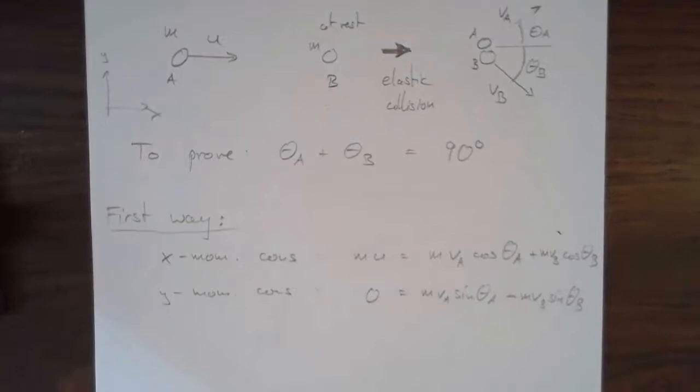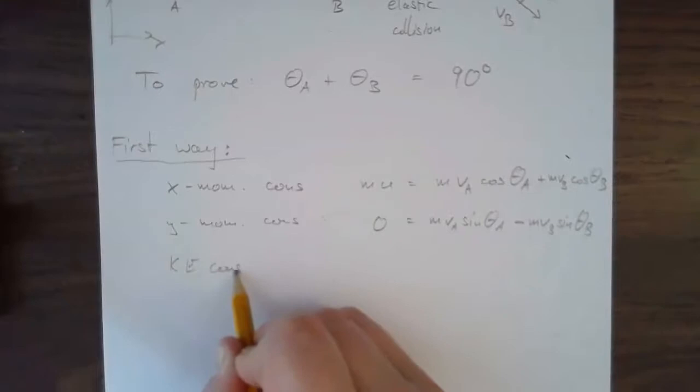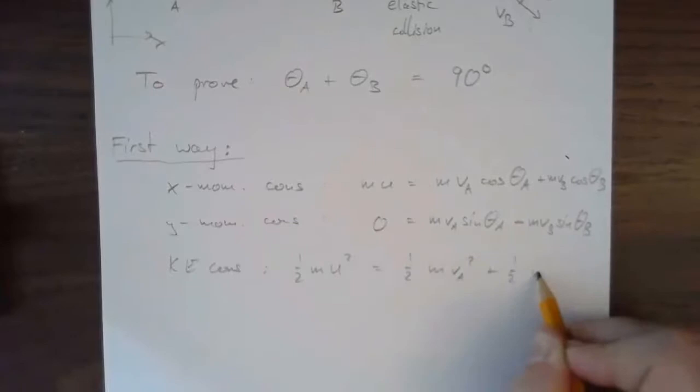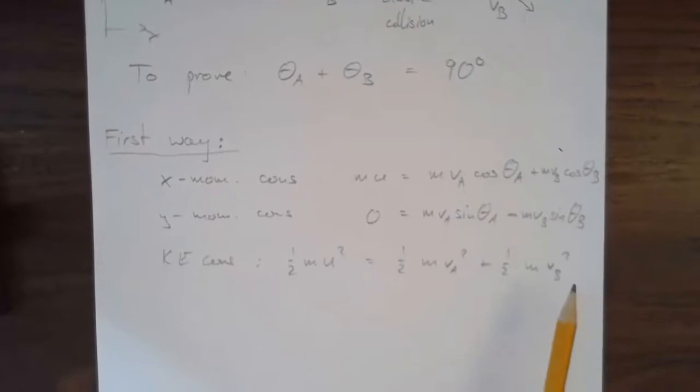So again, you can cancel the m, simplify it a little bit, but in addition, you have kinetic energy conservation. And that tells you that, well, I should write out, for 1 half m u squared is 1 half m va squared plus 1 half m vb squared. And here you can cancel out the half and the m. And you have those three equations, maybe simplified a little bit. And then you want to simplify them and somehow get a result of the angle.